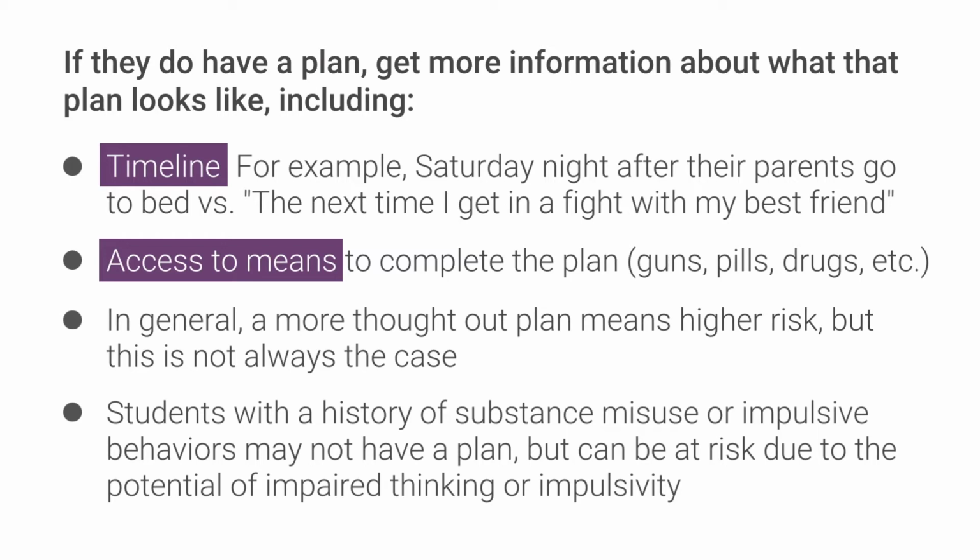Some means of suicide are easier to control for. For example, we can ensure that firearms are locked up or not available. But if a student has a plan to walk in front of a moving vehicle, we would have a harder time controlling that scenario since we don't control traffic. In general, a more thought out plan means higher risk, but this is not always the case. Students that have a history of substance misuse or impulsive behaviors may not have a plan. They can be equally at risk due to the potential of impaired thinking or impulsivity.